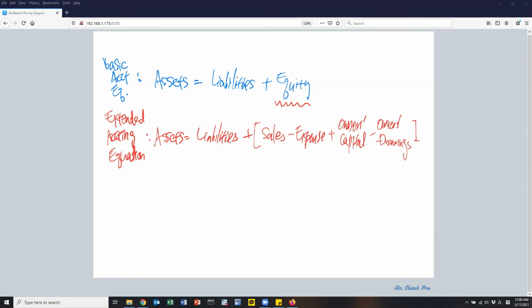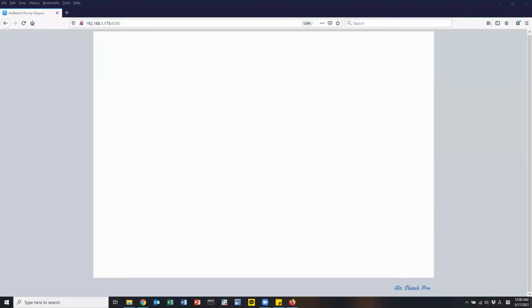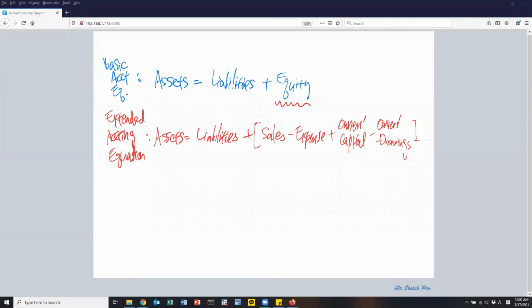So we defined two accounting equations, beginning from the basic accounting equation. What was it? Do you recall? Come on, guys. Shout it out. Assets equals liability and equity. Then what's the next extended accounting equation? Assets equals liability plus sales minus expense plus owner's capital minus owner's drawing. One more time: assets equals liability plus sales minus expense plus owner's capital minus owner's drawing.